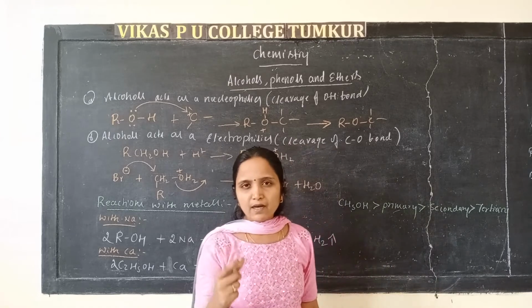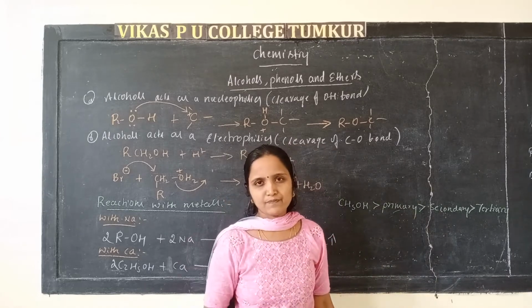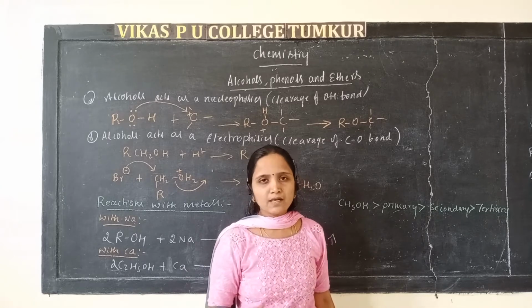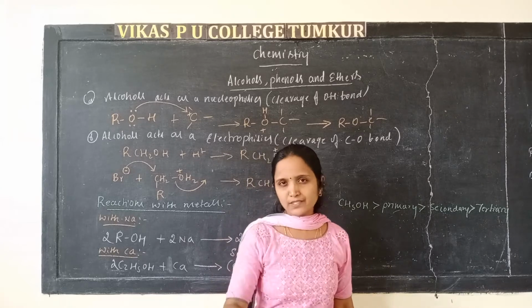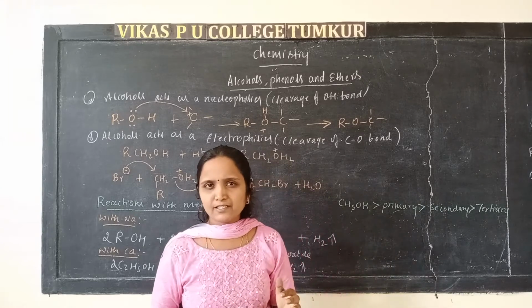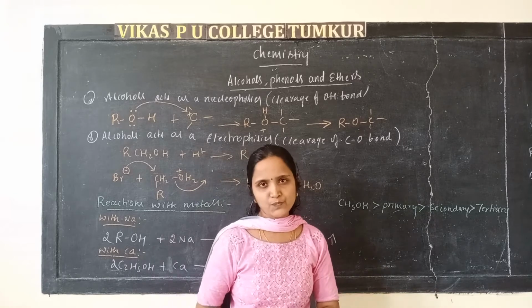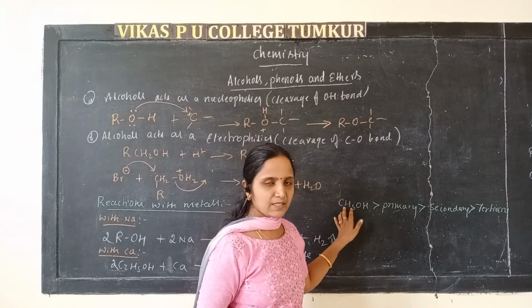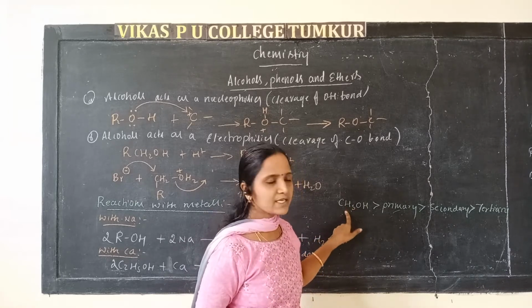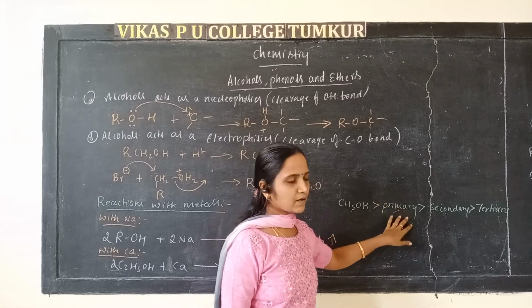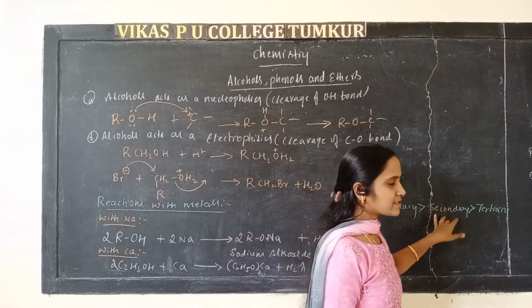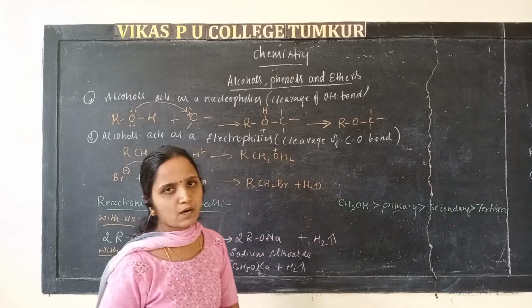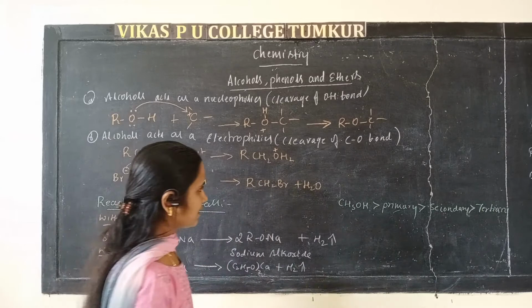Because the electron releasing groups present in the alcohols increase the electron density on the oxygen atom. Then it is a little difficult to break the O-H bond. Therefore, methyl alcohol is more acidic than primary alcohol, primary alcohol is more acidic than secondary alcohol, and secondary alcohol is more acidic than tertiary alcohol.